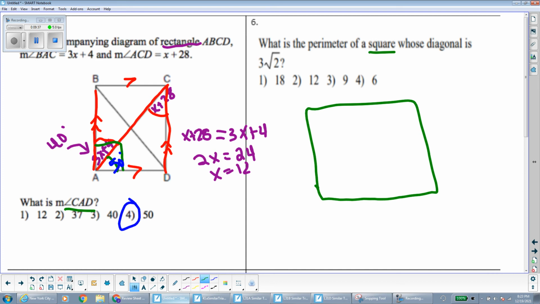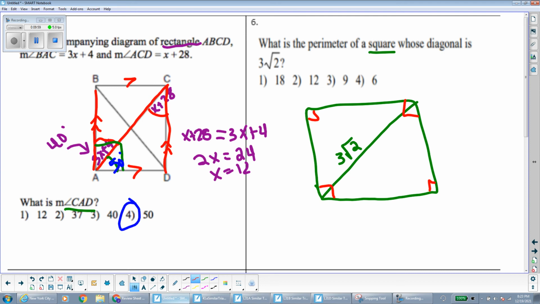So I know that in this square, we have a diagonal that is length 3 radical 2. And we know that we have a square, so we know that all the angles are right angles. So I know that I do have right triangles here. And when we have right triangles, we know that the Pythagorean theorem does work.